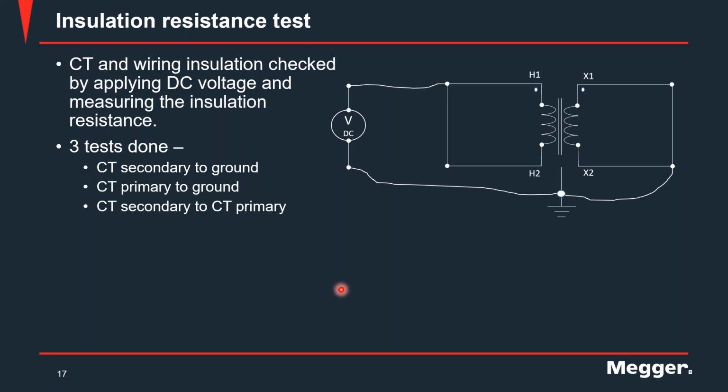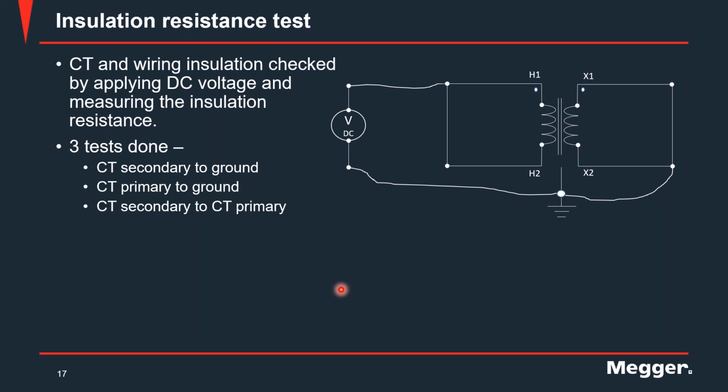Let's talk about insulation resistance test. In this test, we check the insulation of the wiring and the insulation of the CT by applying a DC voltage across the insulation. There are 3 different measurements that are recommended in the IEEE guide that deals with field testing of CTs. You can apply a voltage between the secondary winding and ground. You can apply voltage between the primary winding and ground. You can apply voltage between the secondary to the primary.